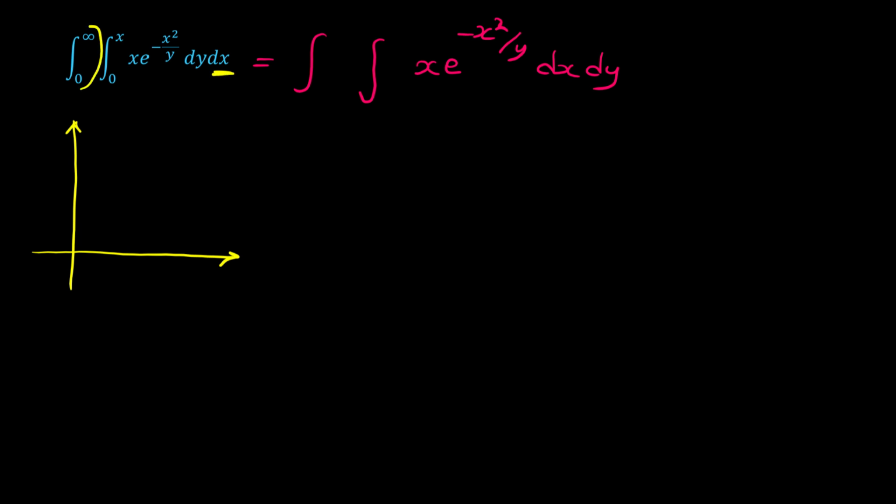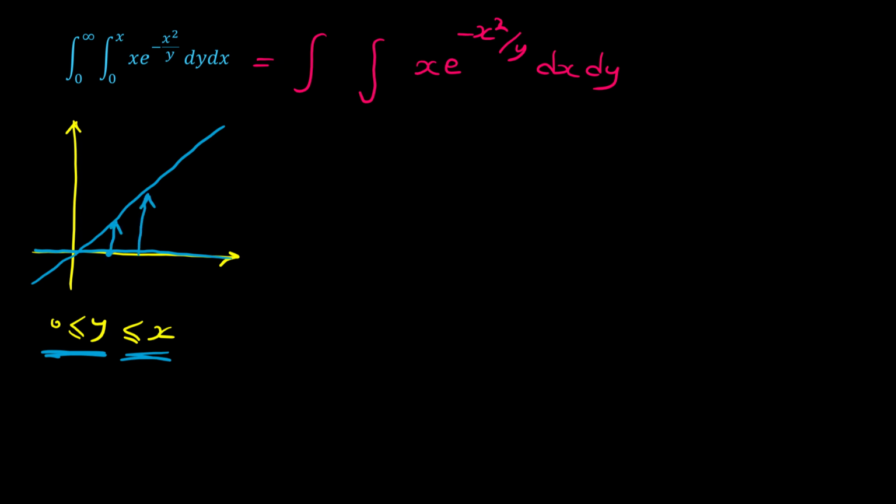Attention, x is changing from 0 to infinity. y is between 0 and x. When y is changing between 0 and x, what is y equals 0? y equals 0 is basically the x-axis. y equals x is this line here, which of course continues this way. y is between 0 and x, so y is going from 0 to x. This is the region that we have.